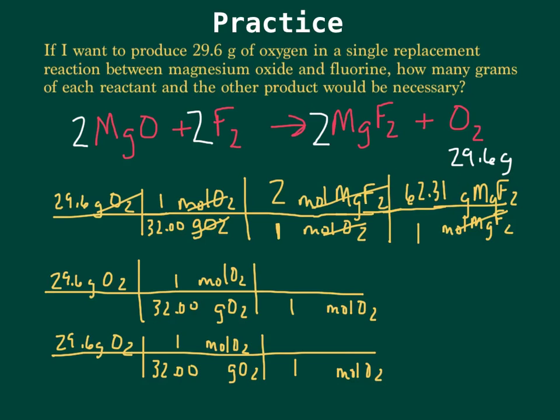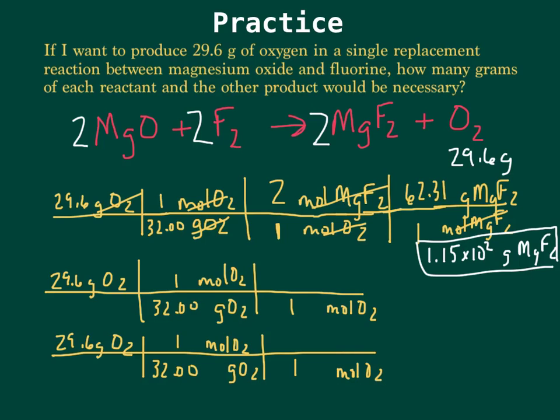I got 115.2735 in 3 sig figs, and in scientific notation, that answer is going to be 1.15 times 10 to the second grams of MgF2, and then I put a box around that. Now here's what I want you to do.